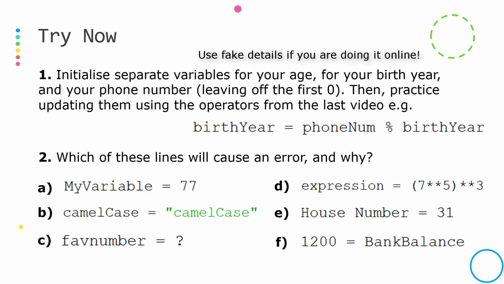For this try now, first of all, I'd recommend you play around with some variables, especially ones which relate to your own life. So things like your age, your birth year, and your phone number maybe. Each one could be their own variable. For your phone number, make sure you don't put, say, +44 at the start, ignore that bit, and leave off the first zero, which might cause an error. For question two, have a look at these 6 lines of code, see which ones you think are going to cause an error based on what we've looked at, which will break the syntax of Python, and then try them out to see if you are right or wrong.